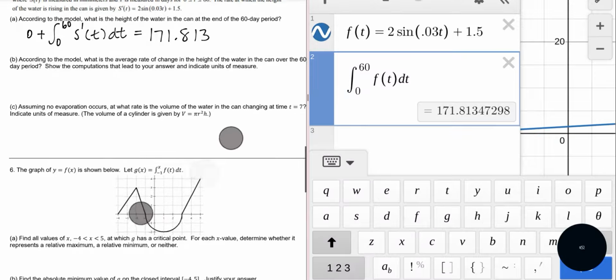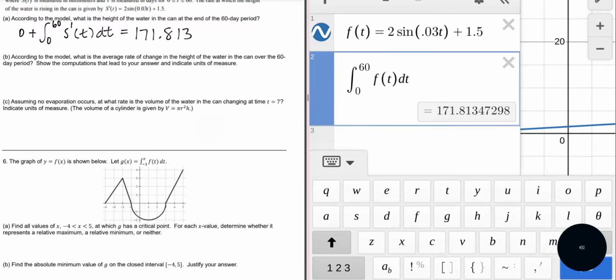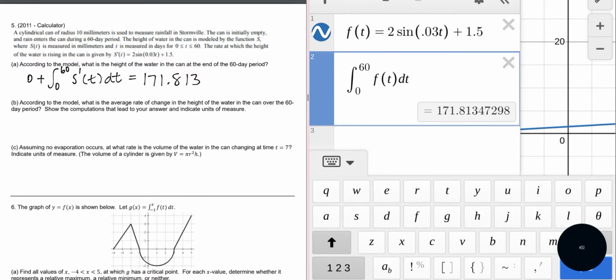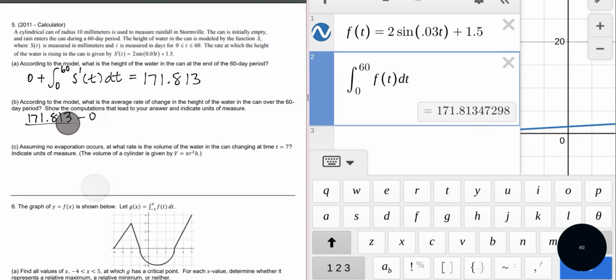Then according to the model, what is the average rate of change in the height of the water in the can over the 60-day period? Show the computations that lead to my answer. Average rate of change. Okay, if I've already got the height of the water in the can at the end of the time period, it wouldn't make a lot of sense for me to reintegrate. That's the height at the end minus the height at the beginning, divided by 60 minus 0. All right, and the units of measure would be the units of S, millimeters, divided by the units of t, days. Okay, so millimeters per day.